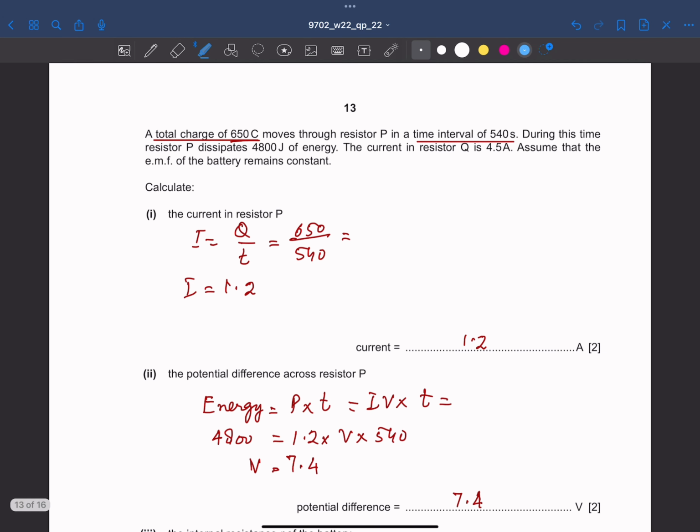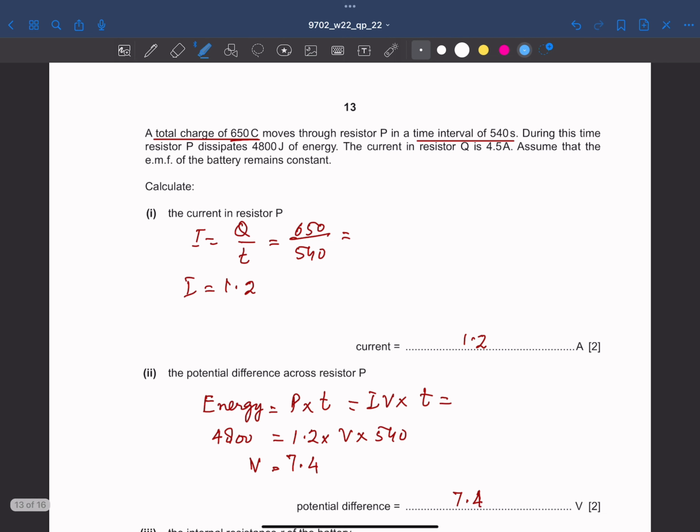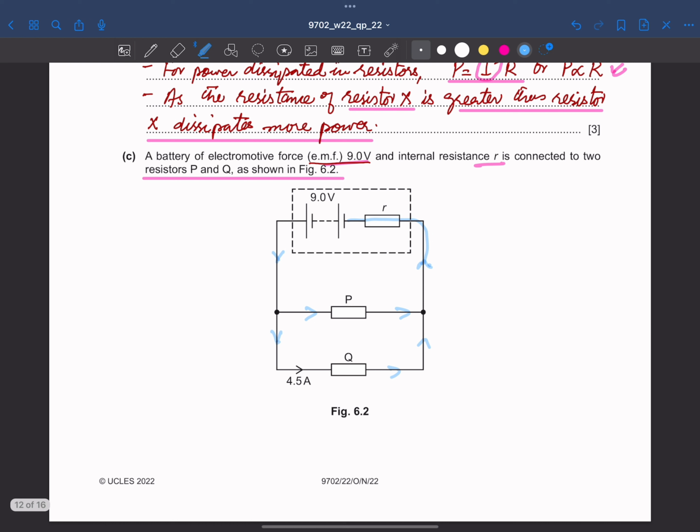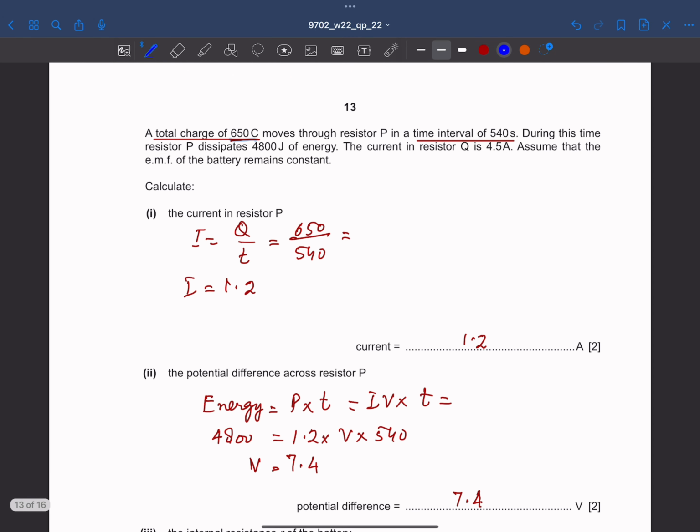And what they are saying here, a total charge of 650 coulomb moves through the resistor P. Total charge, they have given you the charge Q which is passing through. Need not use this Q because you have already here a Q. So simply you can use a small q for charge. So what they are saying, a small q moves through the resistor P in time interval 540 seconds. During this time resistor P dissipates 4800 joules of energy.